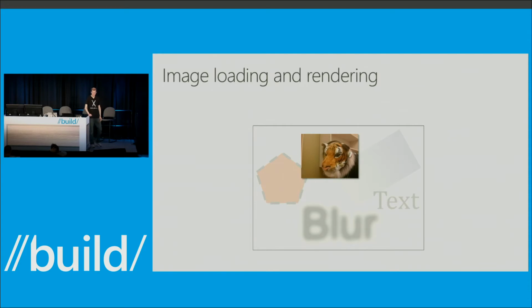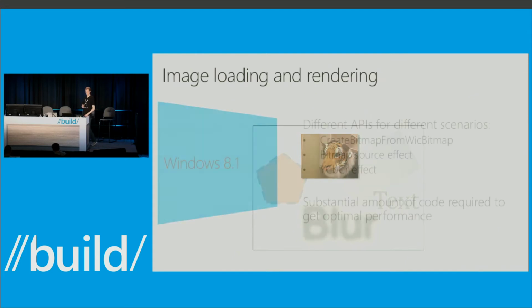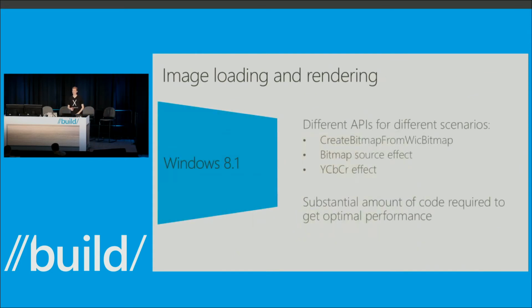But moving on, I'd like to talk about image loading and rendering. In Windows 8.1, we had a number of different APIs targeted at various scenarios that you could use to load your images, things like JPEGs, GIFs, PNGs, and so on and so forth. And we got a lot of feedback from developers saying, hey, we really appreciate having all these different optimizations to very efficiently load my images, but gosh, I really have to write a lot of code in order to take advantage of all these different options.